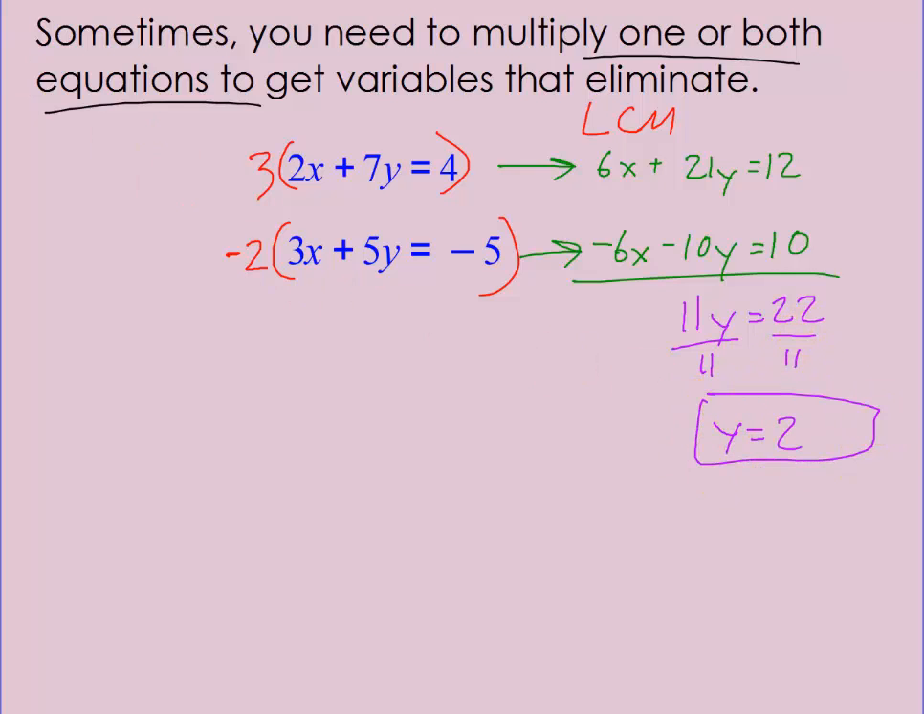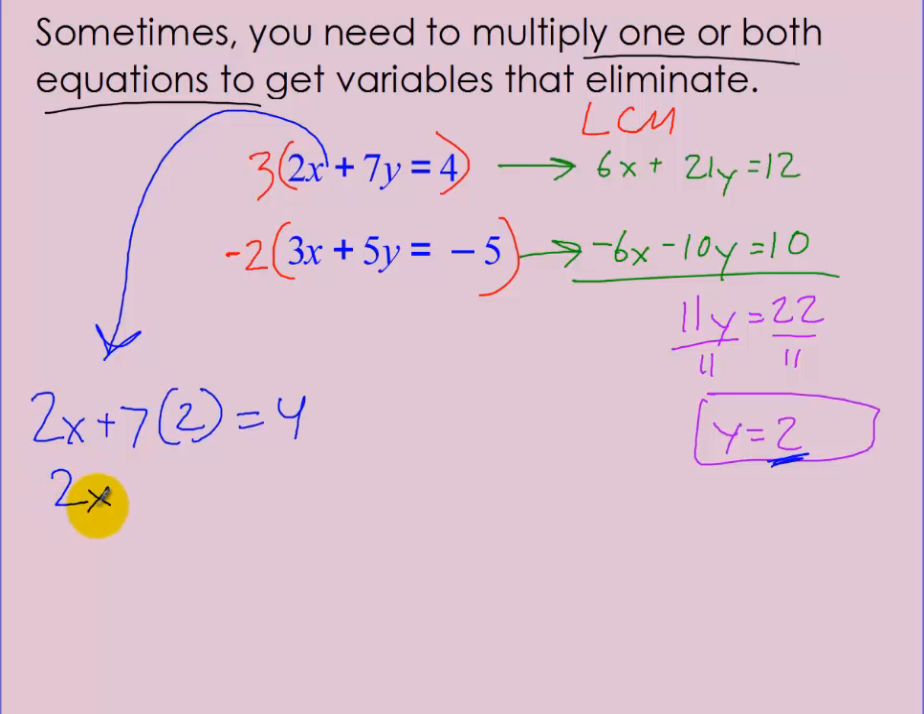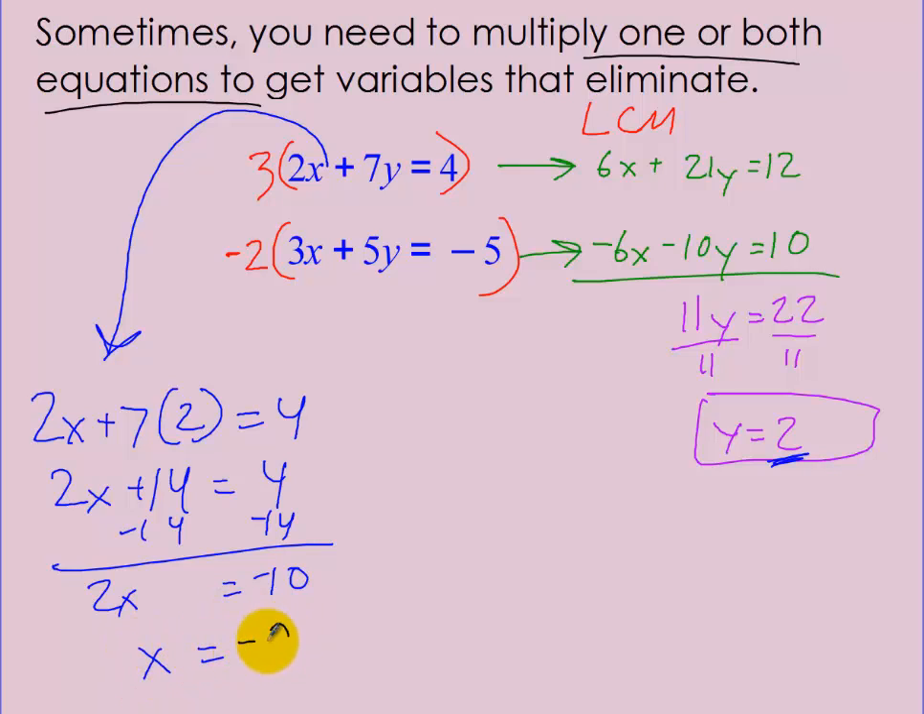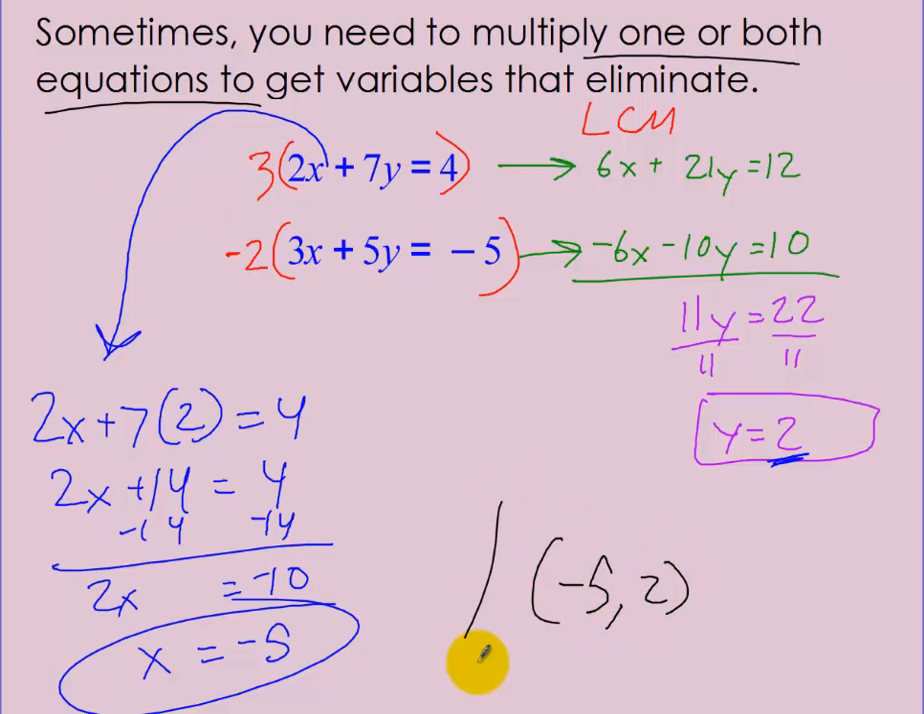So that's the first half. Let's solve for x. I can take any equation. I'll just take the top one. So it's going to be 2x plus 7 times the 2 for the y being plugged in equals 4. So then I get 2x plus 14 equals 4. And subtract 14 on both sides. What you're going to get is 2x equals negative 10. And divide by 2, and x equals negative 5. So then your final answer here, as an ordered pair, is going to be negative 5, 2.